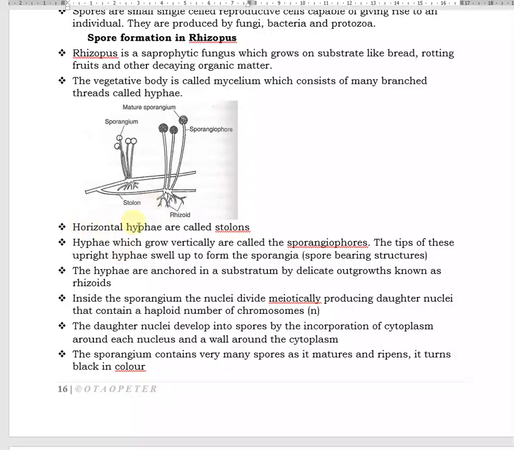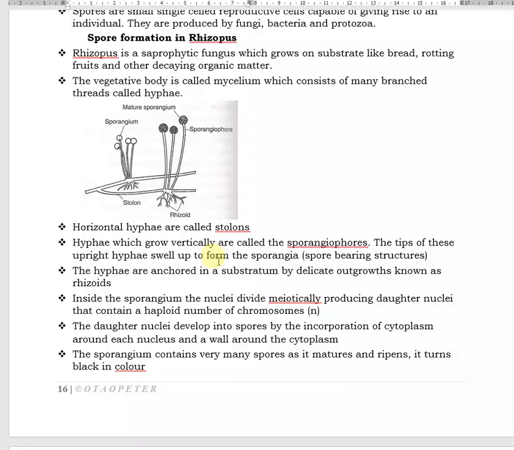So horizontal hypha are called stolons. So these are the horizontals. So these basically are called what? Hypha. Then the horizontal one is called the stolon. So you can see the stolon is here. Make sure you familiarize yourself with this diagram of the spore. So this is what I call hypha. Then this one, the stolon, the horizontal hypha.